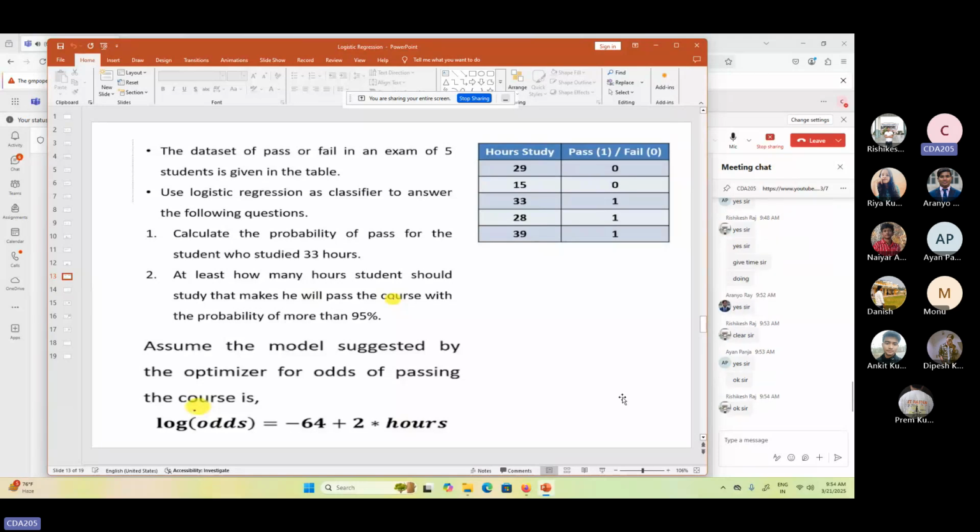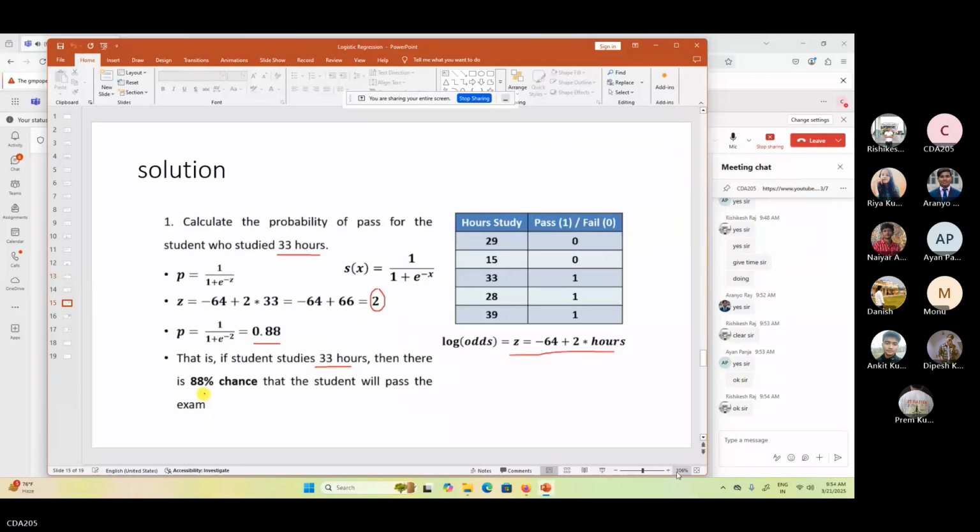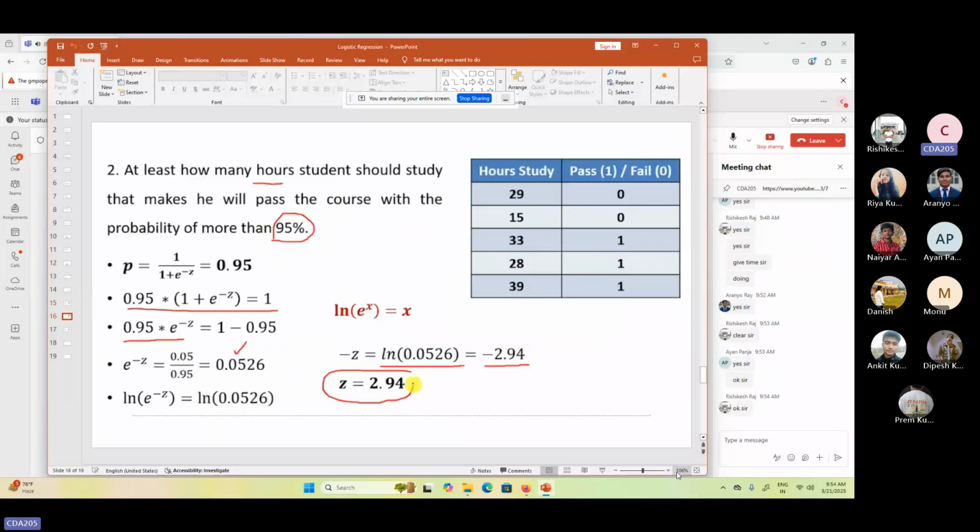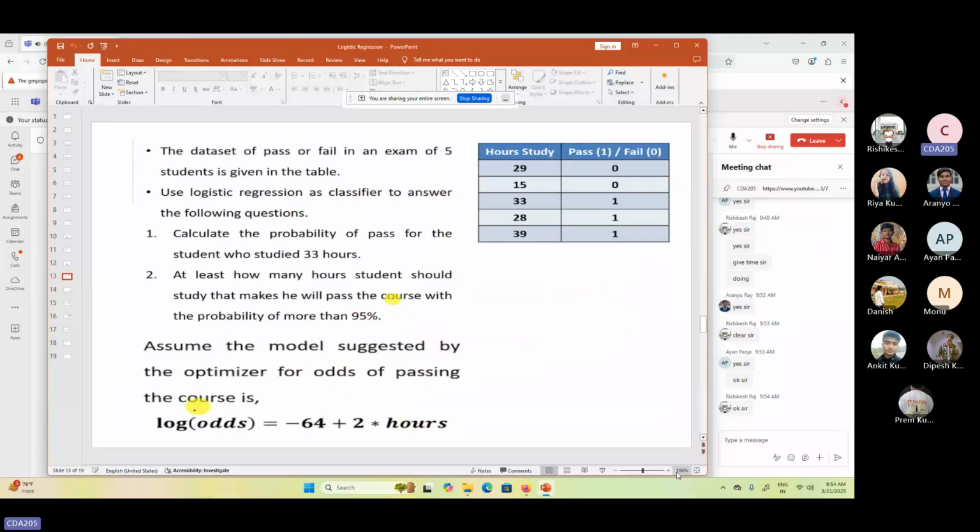Kindly go through this problem. Try to understand what they are asking and what we have to calculate. In the first question, they are asking about the P, that is the probability. And in the second question, they are asking about the hours. So first we have to calculate the value of Z, and in Z we use this equation, log odds is equal to minus 64 plus 2 into hours.